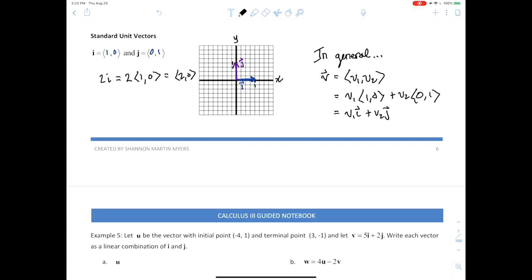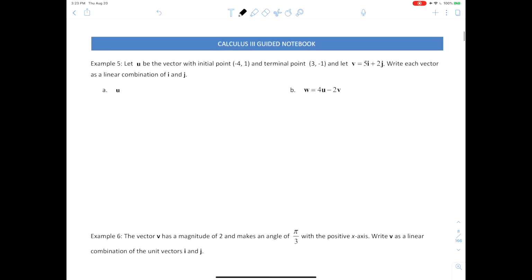And actually, I think a lot of times people write them more with the hat on them instead of the arrow. So you might be seeing them v1 times i, like that, plus v2 times j. All right. So let's look at our next example, example 5. Let u be the vector with initial point (-4, 1) and terminal point (3, -1). And let v equal 5i plus 2j. Write each vector as a linear combination of i and j.